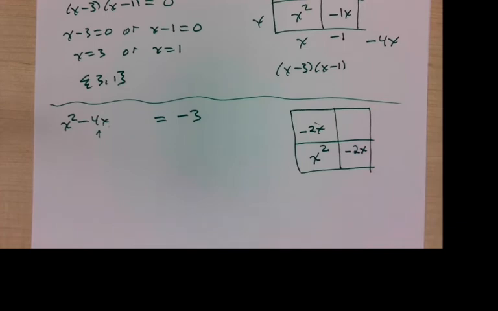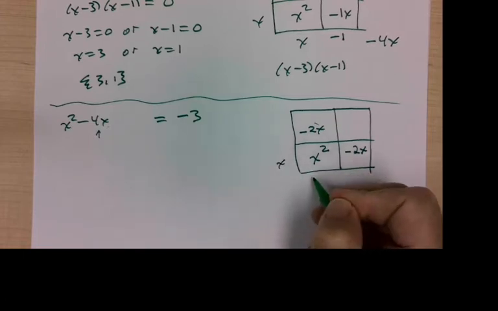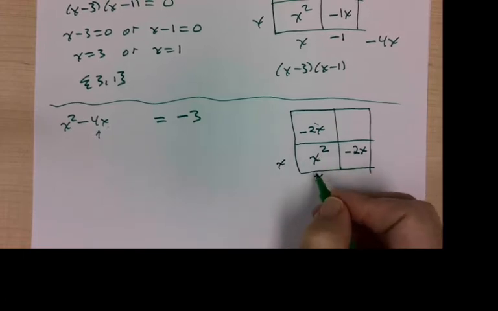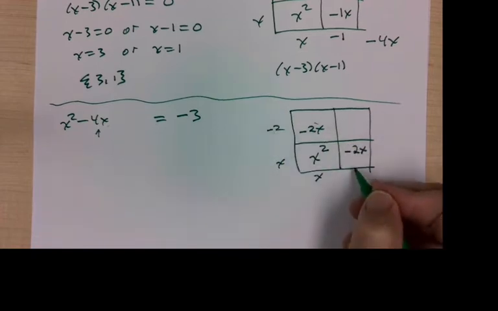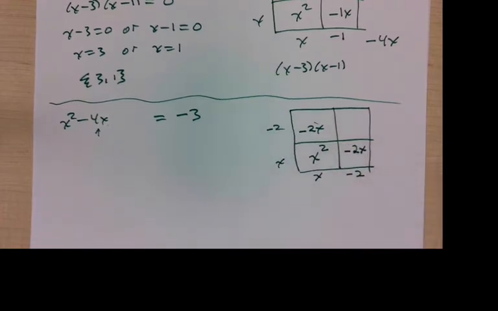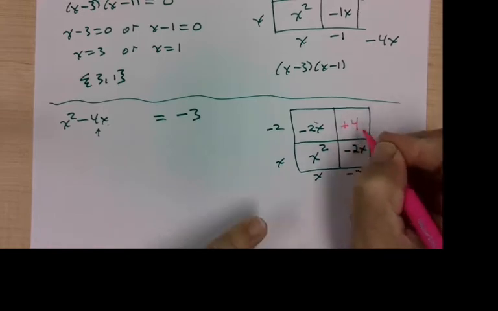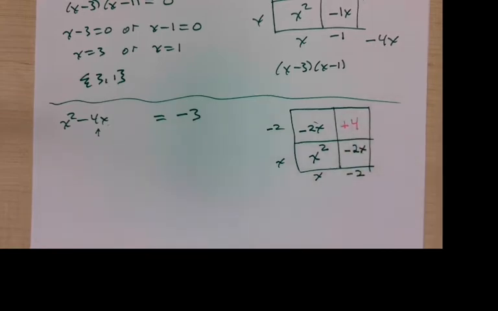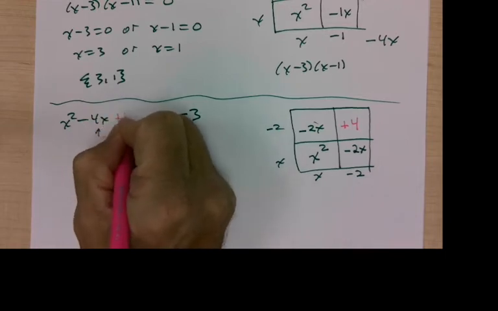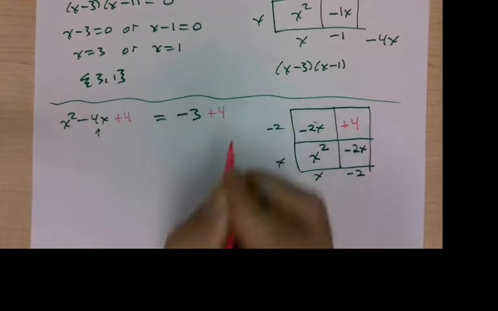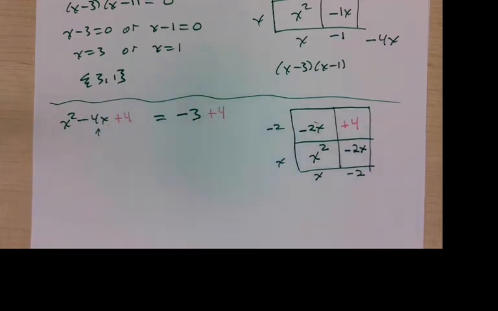Now how do I complete the square? Well, this is x times x. To get x squared, x times what is negative 2x? Negative 2, negative 2. So how much do I have to add in that fourth slot to complete the square? Well, I have negative 2 times negative 2, which is positive 4. So positive 4 completes the square. I add positive 4 on this side, and I add positive 4 on that side.